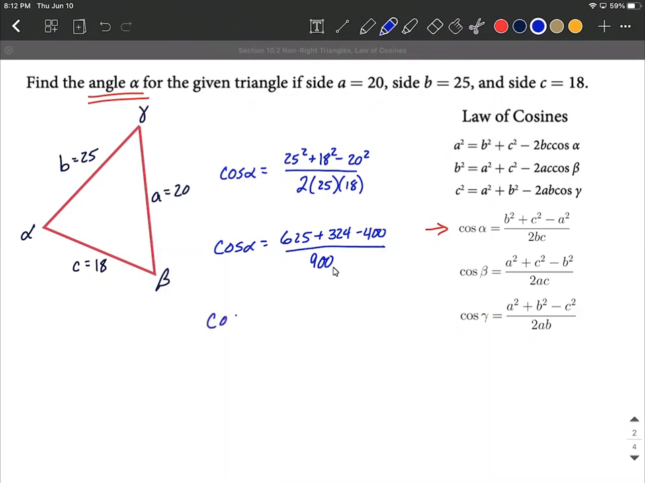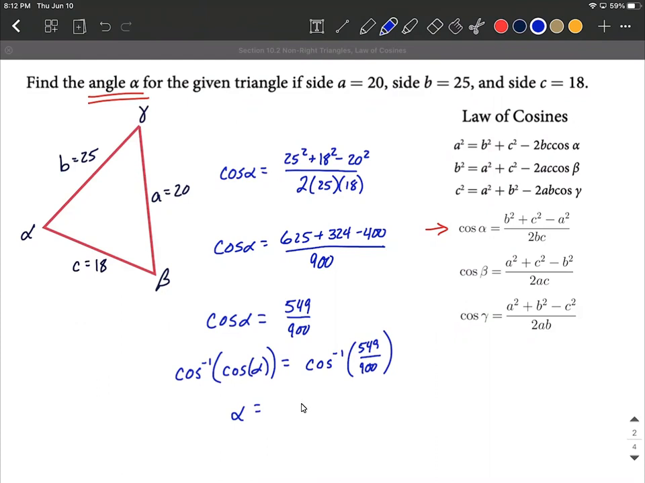Then before I finish up and find alpha, I would combine together these constants in our numerator. So just adding and subtracting here, I got 549 over 900. And then we still have the problem that we don't have alpha quite yet. Alpha is stuck inside of this cosine function. So to get it out, we're going to have to use the inverse cosine function, or arccosine, if you want to call it that. So cosine inverse of cosine of alpha is going to equal cosine inverse of 549 over 900. That'll get alpha all by itself over here on the left-hand side.